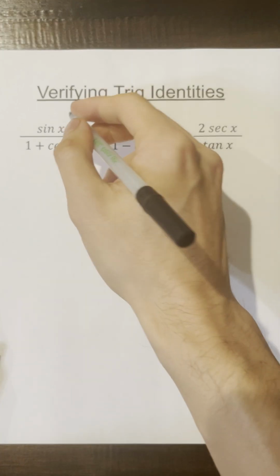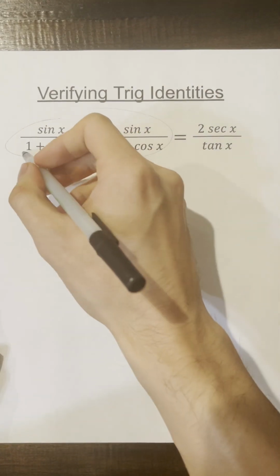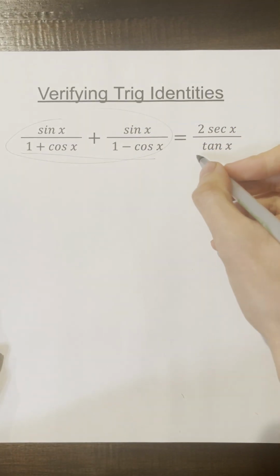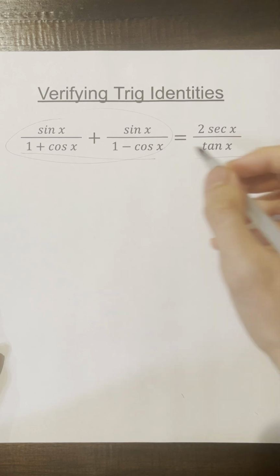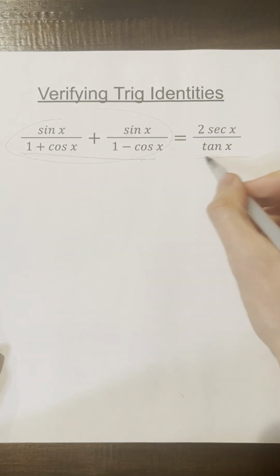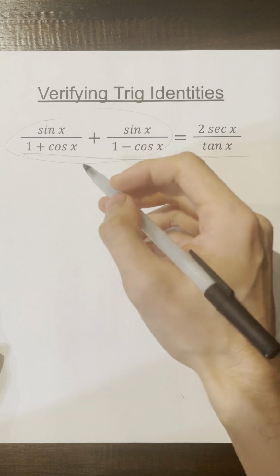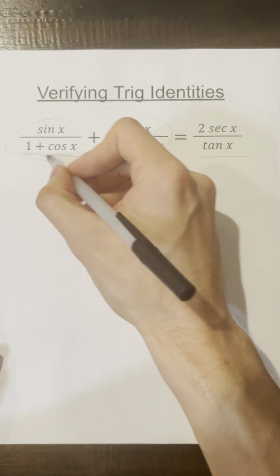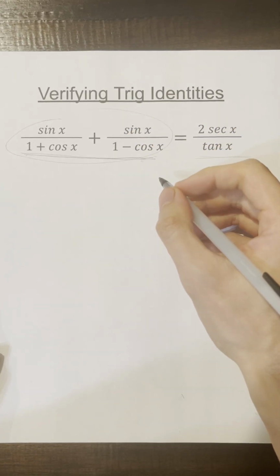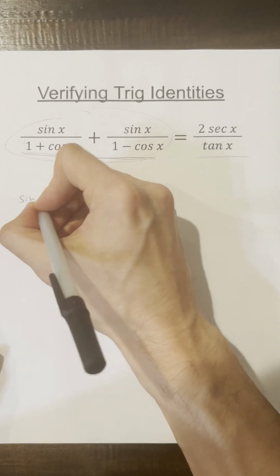Simplify the more complex side first. So we've got two fractions here, and we've got one fraction here. So the goal is to make this side look like this side. And in order to do that, we need to change these two fractions into one fraction. So how do we combine these? Well, we need a common denominator.